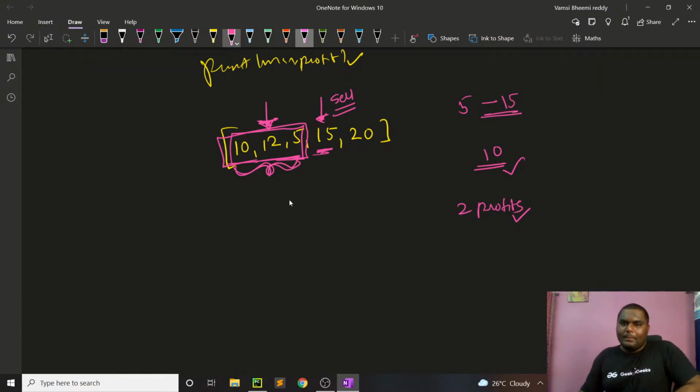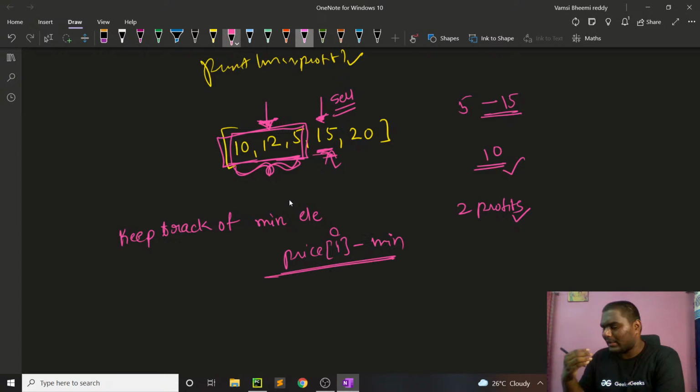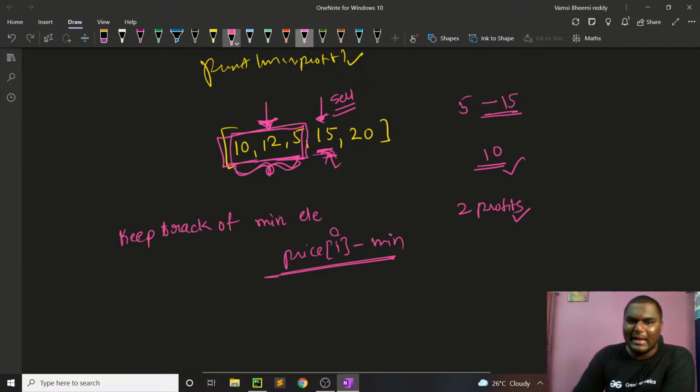Now let's say, if I keep track of the minimum element, and for each day, if I do the price of that particular day minus the minimum element, then that can yield us the maximum profit at some day. Okay, let's try that.